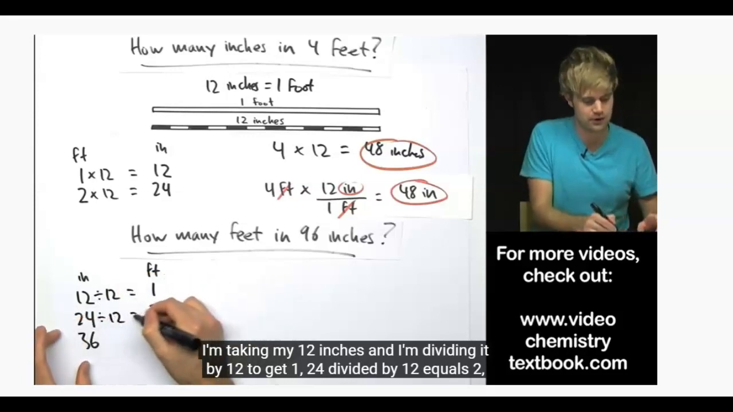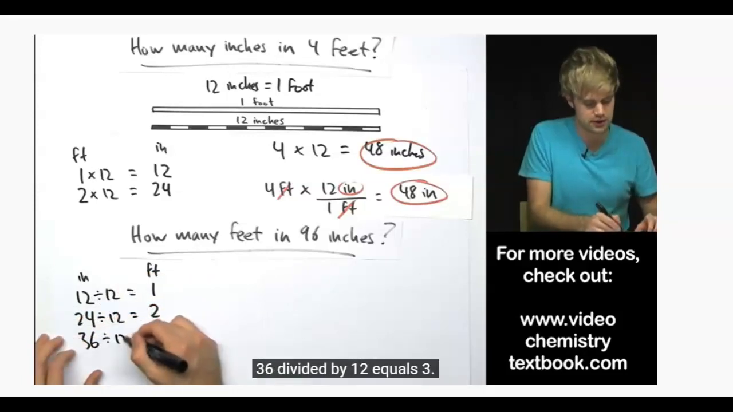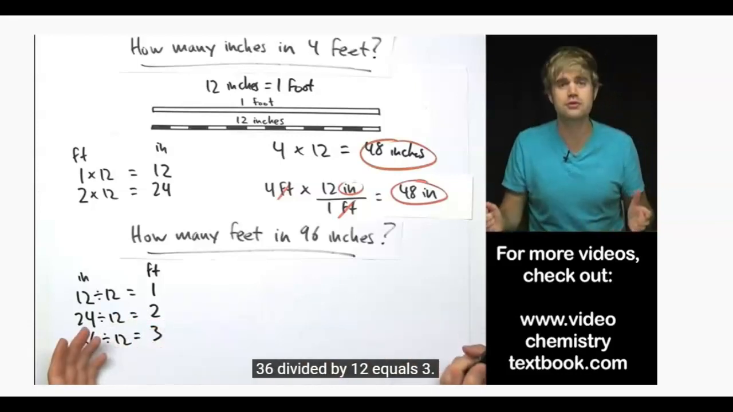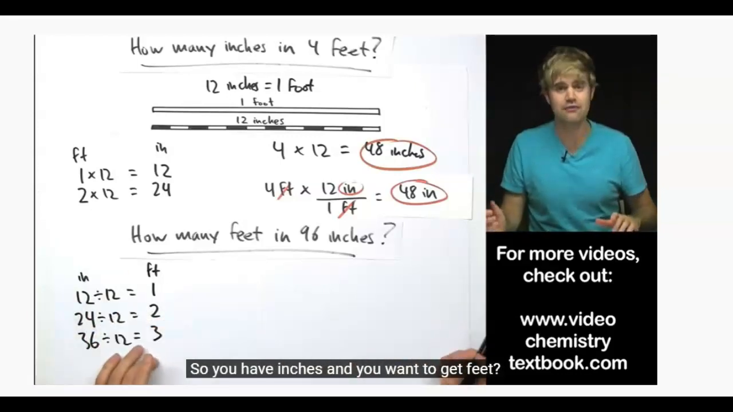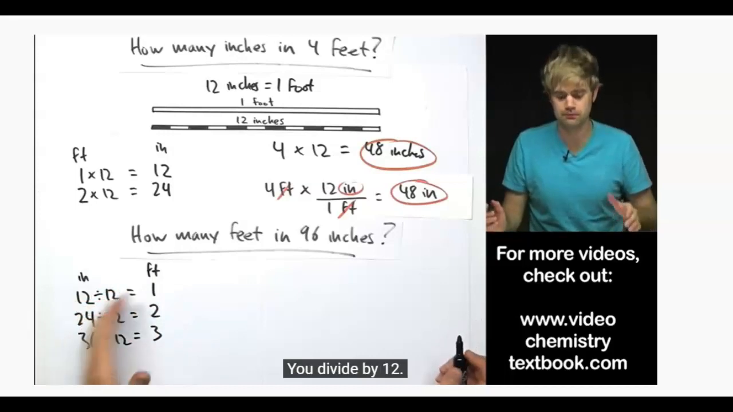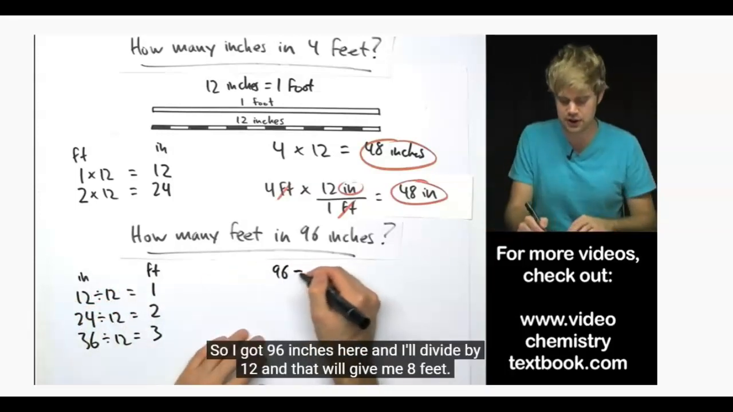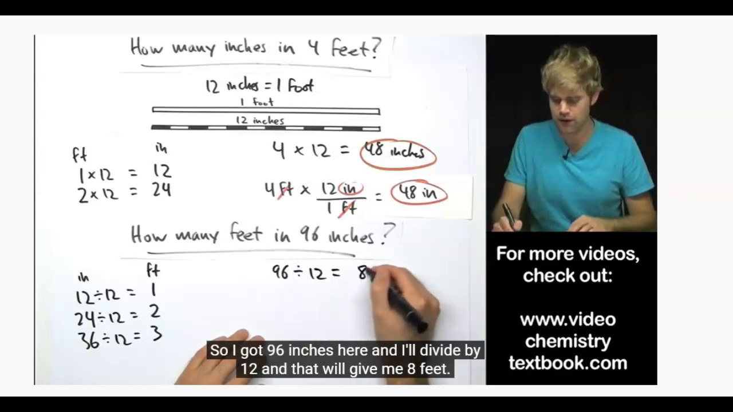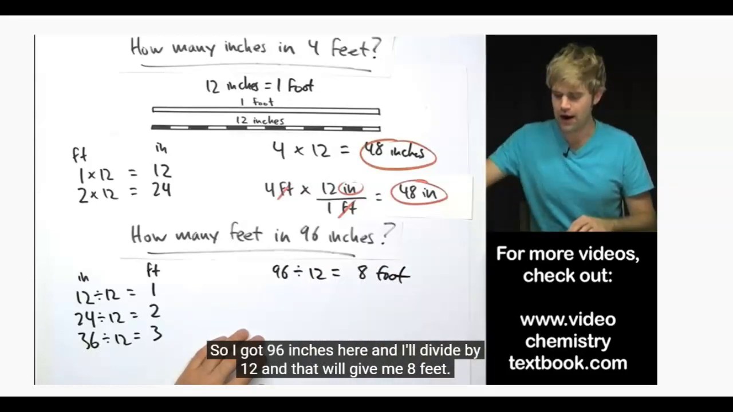24 divided by 12 equals 2. 36 divided by 12 equals 3. So you have inches, you want to get feet, you divide by 12. So I got 96 inches here, and I'll divide by 12, and that will give me 8 feet.